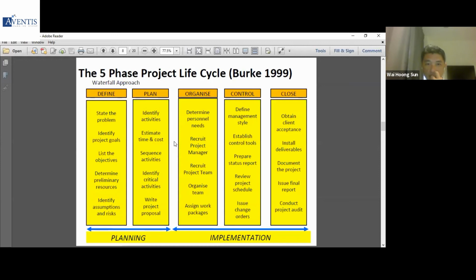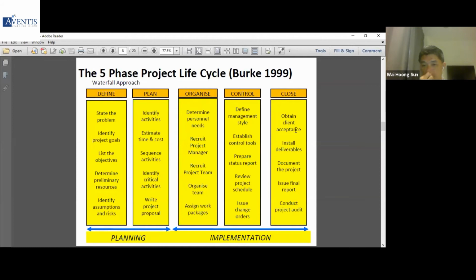So this is an overview of the life cycle: define, plan, organize, control, and close. As we have referred to earlier, probably the first couple of stages is to define what a project is about, plan the project, and then over here, the next two phases are to implement the project. And once you have finished implementing a project, then to close the project.